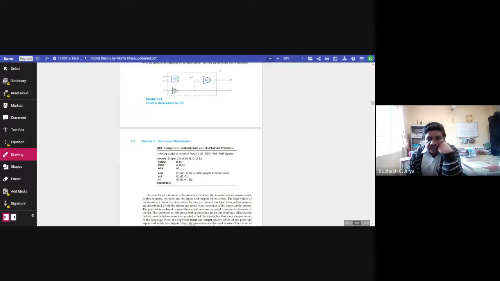So the entire circuit starts from the module. The keyword is called module. This bold letter is module.